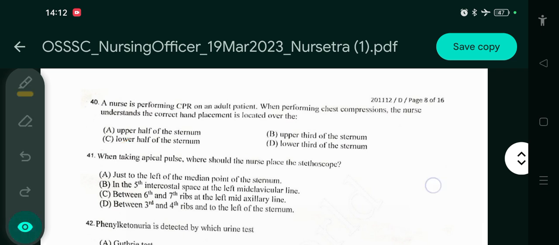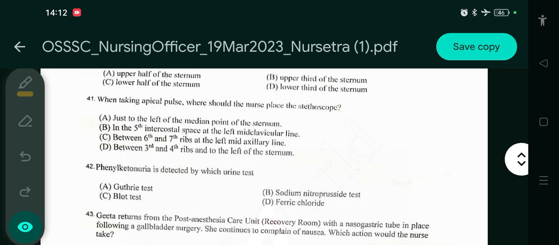Next question. When taking apical pulse, where should the nurse place the stethoscope? The nurse is checking apical pulse. Which one is the correct position to check apical pulse? Option A, just to the left of the median point of the sternum.